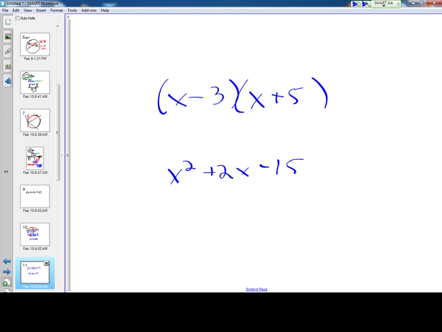That's foiling. I just foiled it. But I'm showing you what I do so I can get to the answer fast. Okay, because this is simply going to be a 5x, right? And that would be a negative 3x. So what's 5x minus 3x? 2x. And then that times that is negative 15. See that? You cool with that?